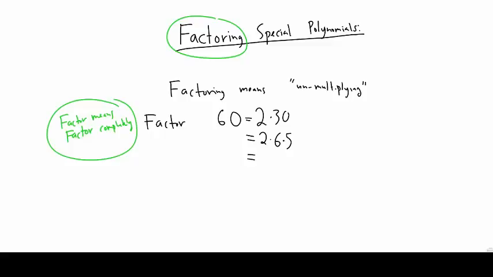5 is prime. 6 is not prime. We can factor 6 as 2 times 3. Now, at this step, each of these 4 factors is prime. So we've now factored 60 completely. We will write it in this compact notation as a product of powers of primes: 2 squared times 3 times 5.